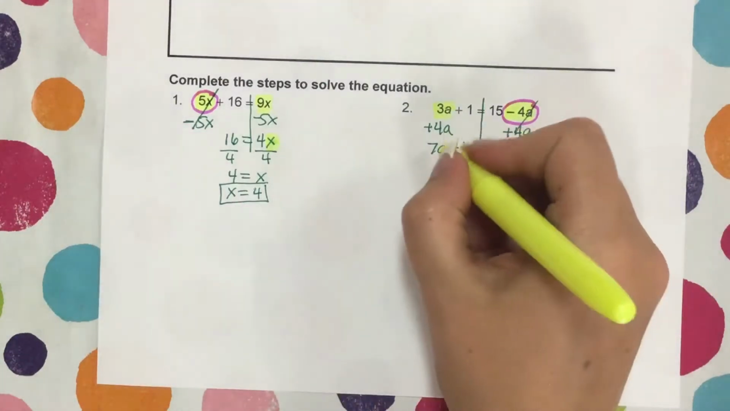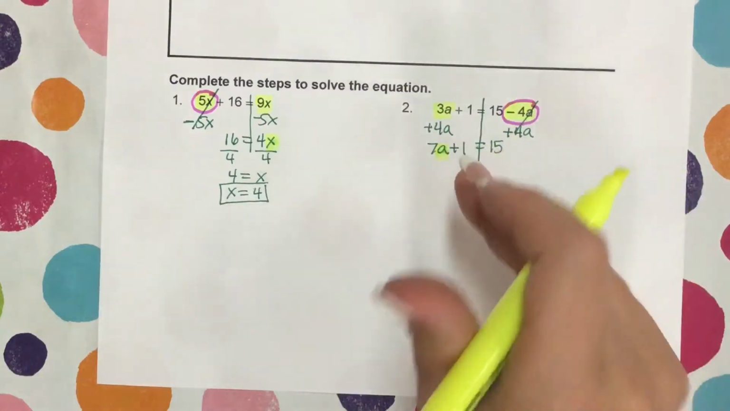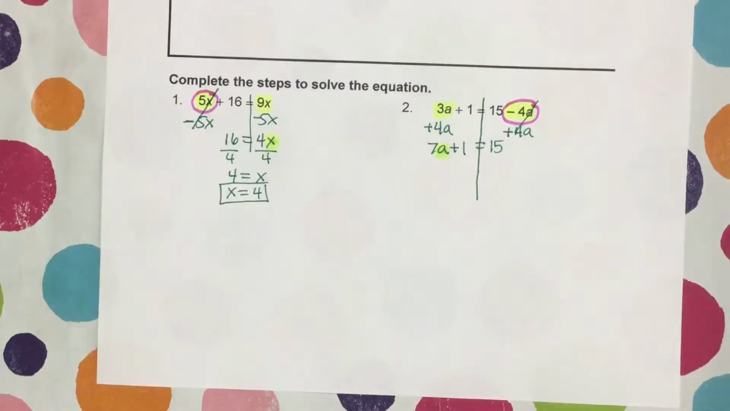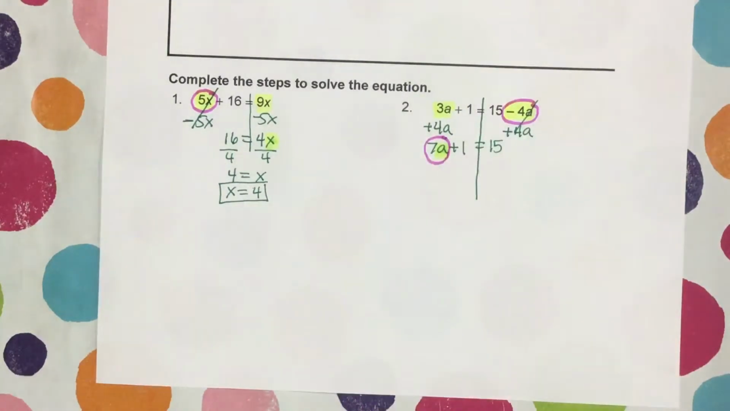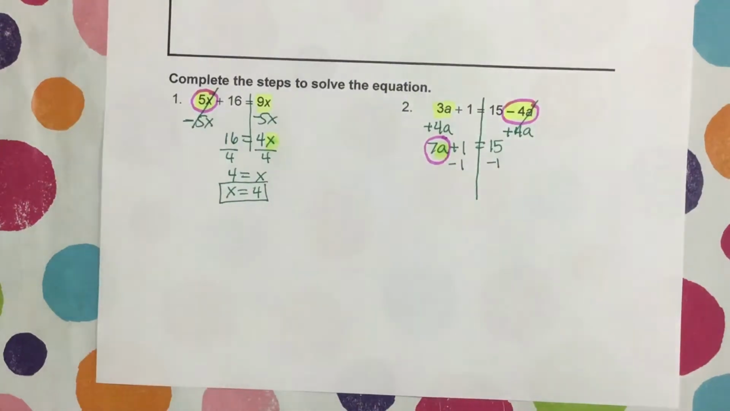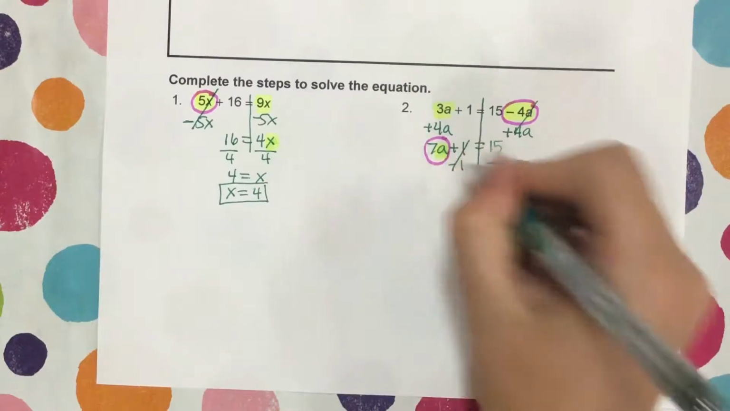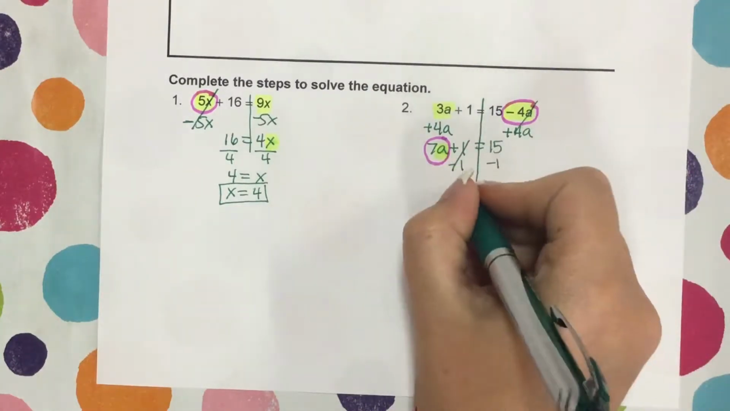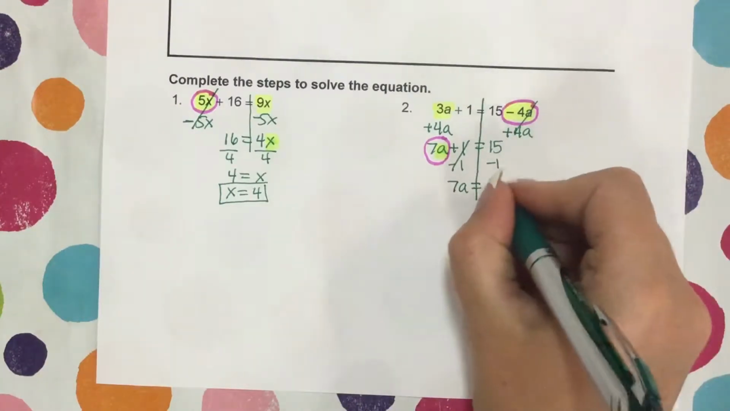We're trying to get a by itself. Now the a is on one side of the equation, which is what we want. Okay, but this is a two-step. We know we have to keep this 7a together until the very end, which means we have to get rid of that 1. So the inverse operation of a positive 1 would be a negative 1. So we're going to subtract 1 from both sides. And that means that this positive 1 and that negative 1 cancel each other out. We're left with 7a equals 15 take away 1, which is 14.